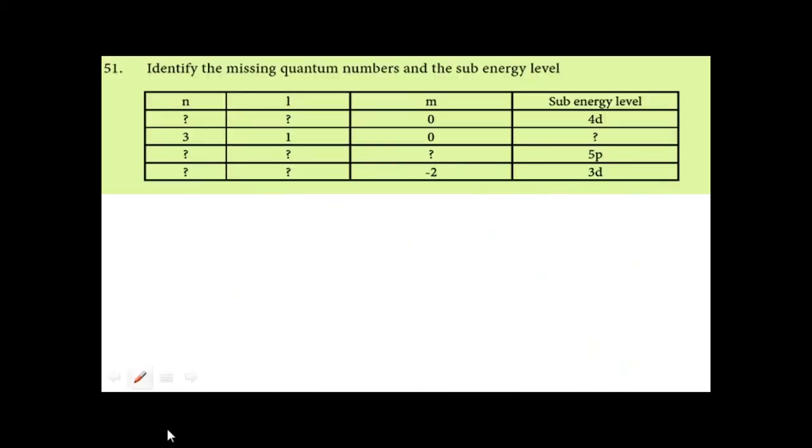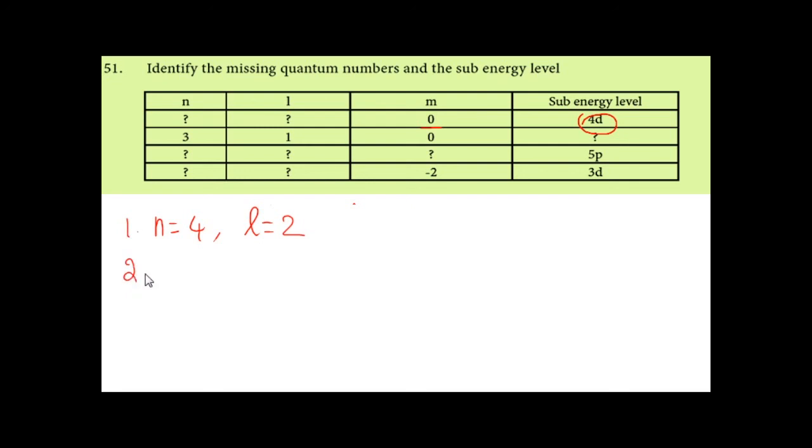The next question, question number 51. Identify the missing quantum numbers and the sub-energy level. So in the first column, only the sub-energy level 4d is given. What is the n value? n equal to 4. And then what is the L value? L value for the d orbital is 2. That's the question number 1.